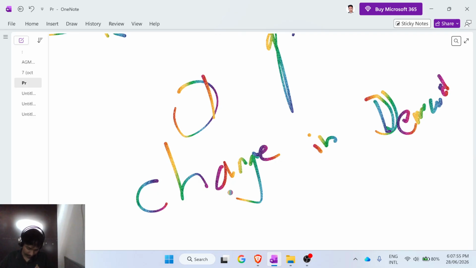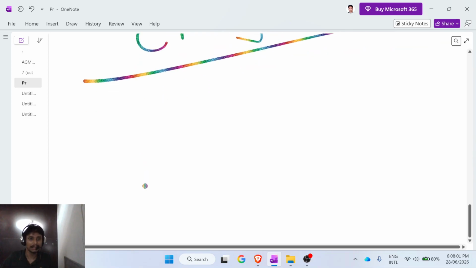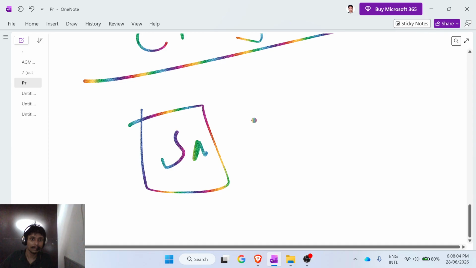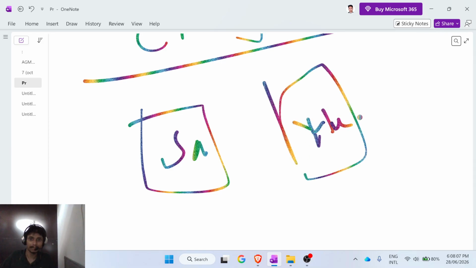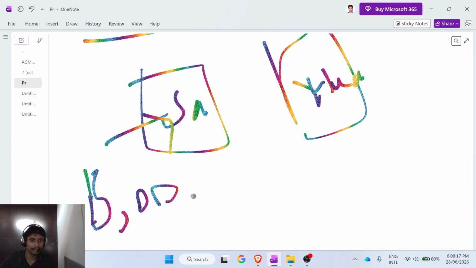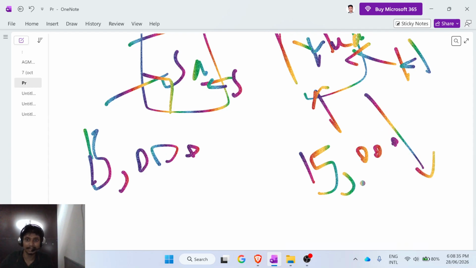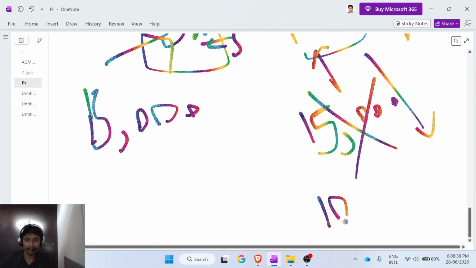Another example: there are two phones, one Samsung and the other a Huawei phone. Samsung didn't change its price. The price of the Samsung phone is 15,000. The price of the Huawei phone is also 15,000. Now suddenly Huawei has decreased the price. Now not 15,000, only 10,000.